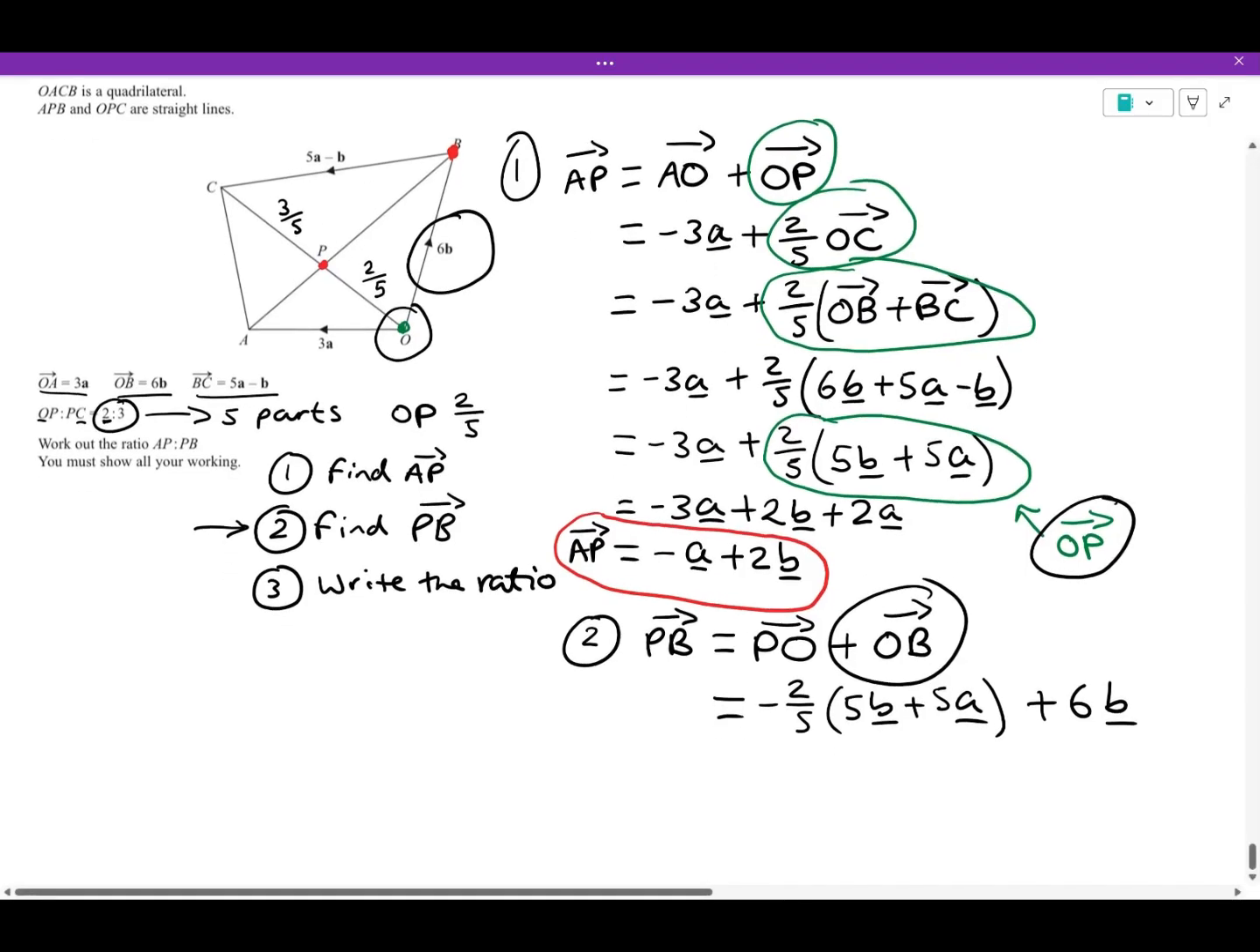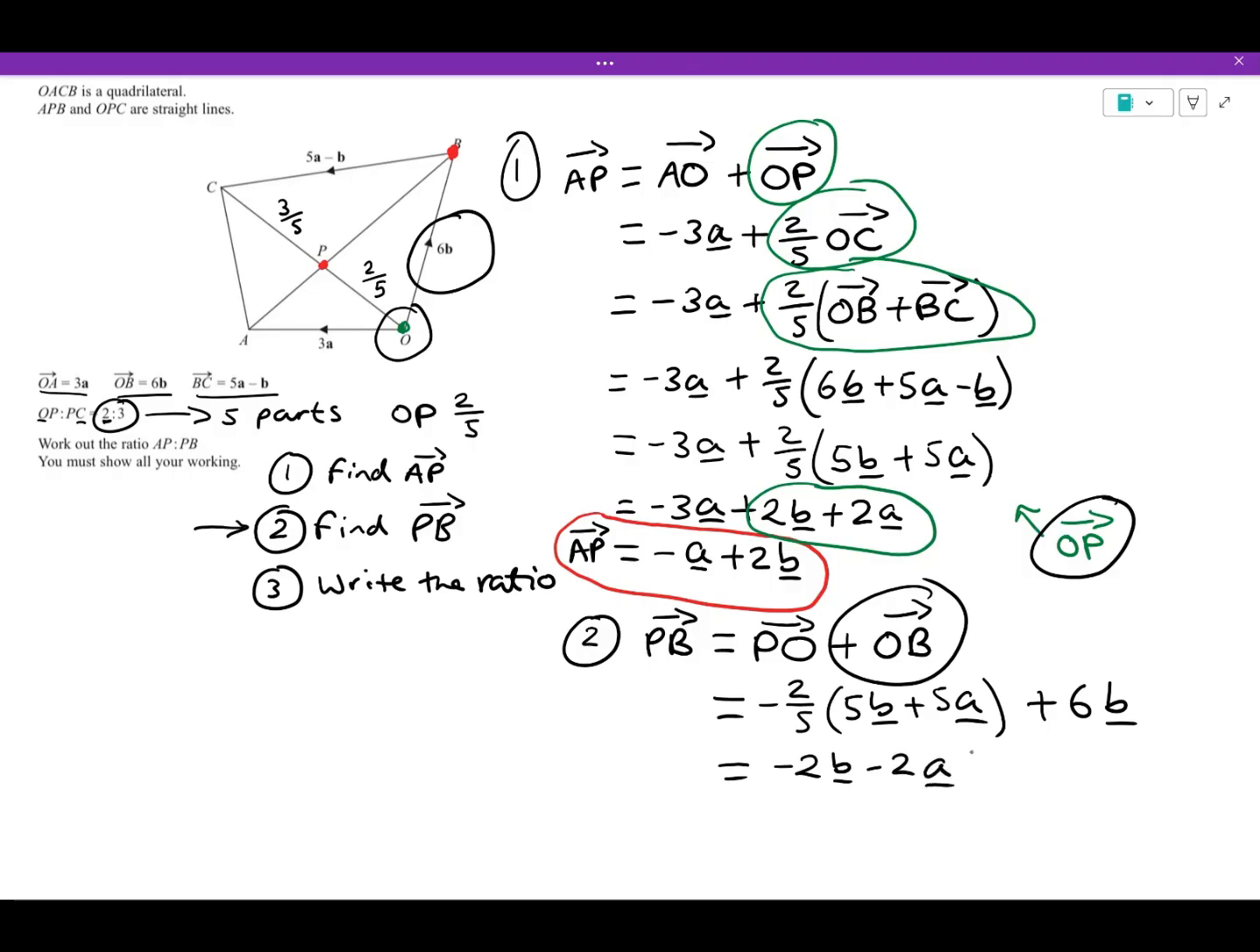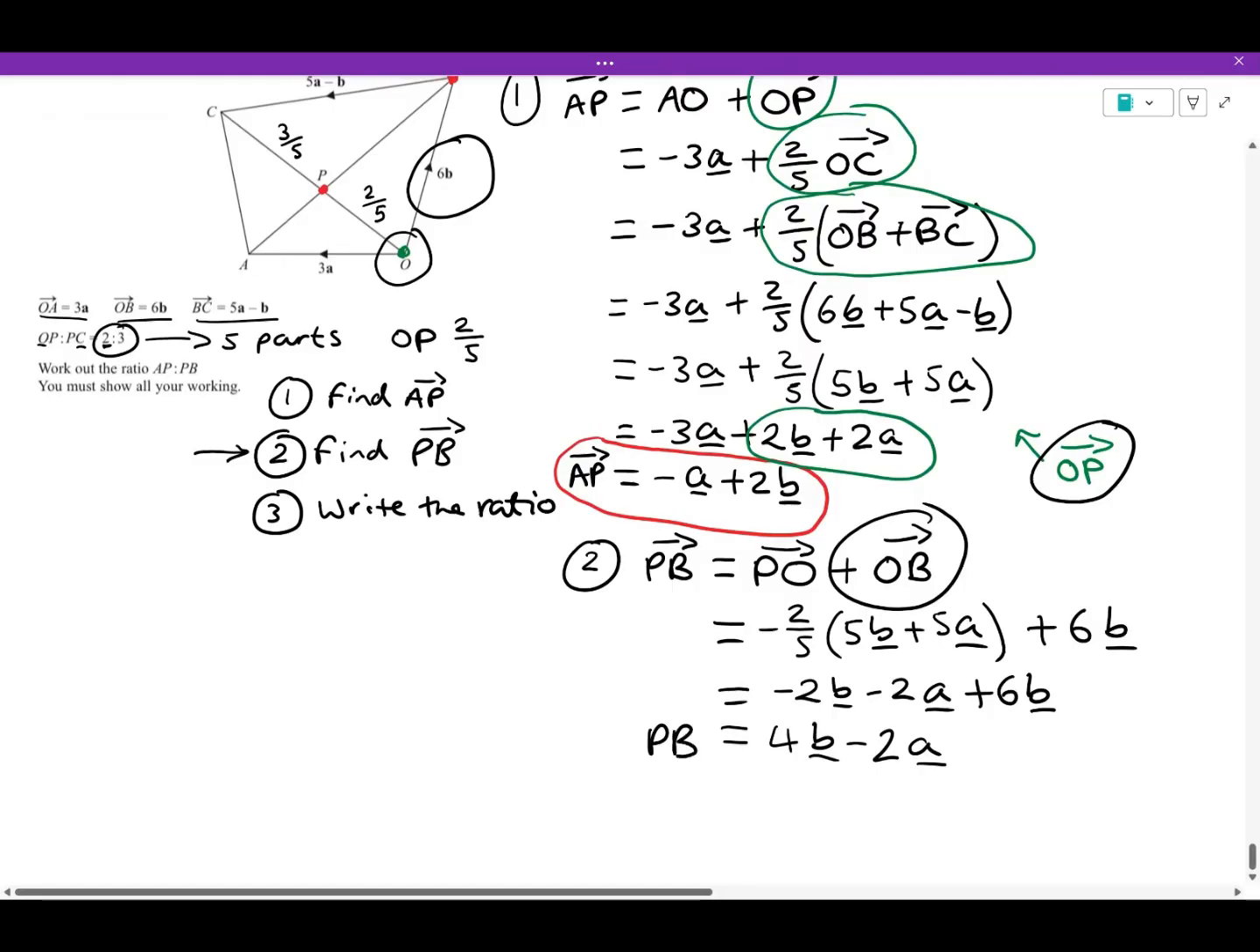Now let's expand the brackets and simplify, and we already know what we're going to get from our brackets if we are multiplying by positive 2/5. So really the only change is the sign of those two terms are going to change. We're going to get negative 2b, subtract 2a, and then we're going to add 6b. Now if we simplify, negative 2b plus 6b, well that gives me positive 4b, and then we've got the subtract 2a there. So I've successfully found a vector from p to b in its most simple form. So I'm just going to write p to b here so it's clear, and then let's circle that in red. So we've now completed step 2.